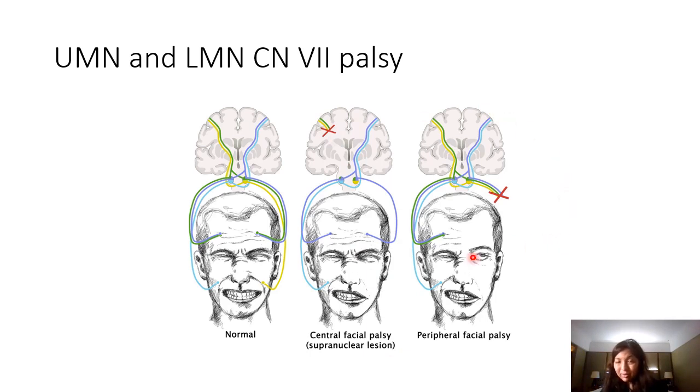The difference when you have a lower motor neuron lesion is that that lower motor neuron is carrying all the input from that particular nucleus. So if your lesion is in the lower motor neuron, even though there's bilateral innervation, all those fibers leaving it don't reach the side of the face, so you have total paralysis of half the face in Bell's palsy, whereas you have preservation of wrinkling of the forehead in an upper motor neuron lesion.